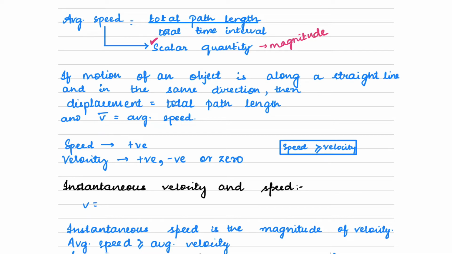And if the motion of an object is along a straight line and in the same direction, let us consider this object moving in this direction, the displacement of the body will be equal to its path length or distance, and the average speed will be equal to v bar. So if the motion of an object is along a straight line and in the same direction, then the displacement is equal to path length and average speed is equal to average velocity. Speed is positive, whereas velocity, being a vector quantity, can be positive, negative or zero. Therefore, speed is always greater than or equal to velocity.